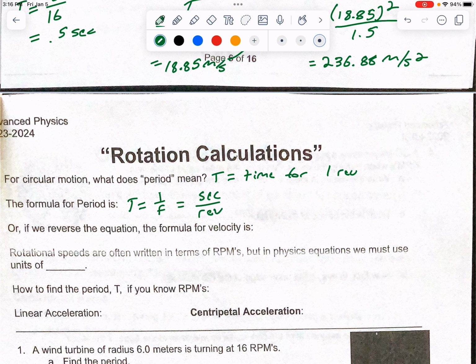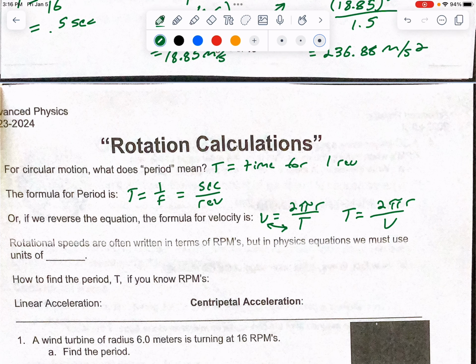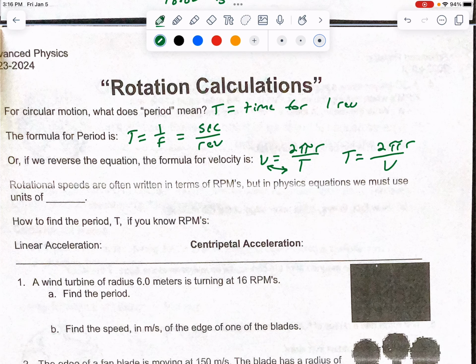So that'll bring us to our next one: if we reverse the equation for velocity, what's it going to look like? We know V equals 2 pi r over T. Well, remember, we can switch these components back and forth. So that's technically saying the same thing as T equals 2 pi r over V. Okay, so if you're looking for T and I give you R and V, you can do that as well. The point is there's lots of ways to find period. You just got to look at what you have. If you have frequency, just do 1 over F. If you don't have frequency, then you can't do that. So you just got to make sure you look at what you need.